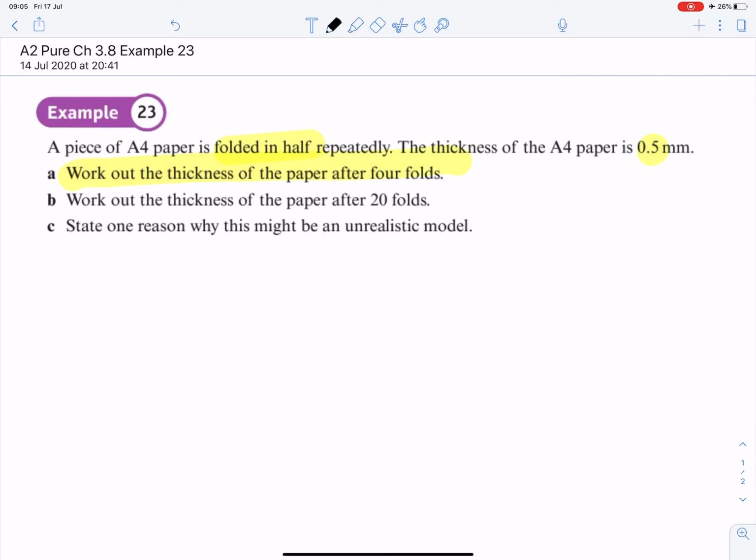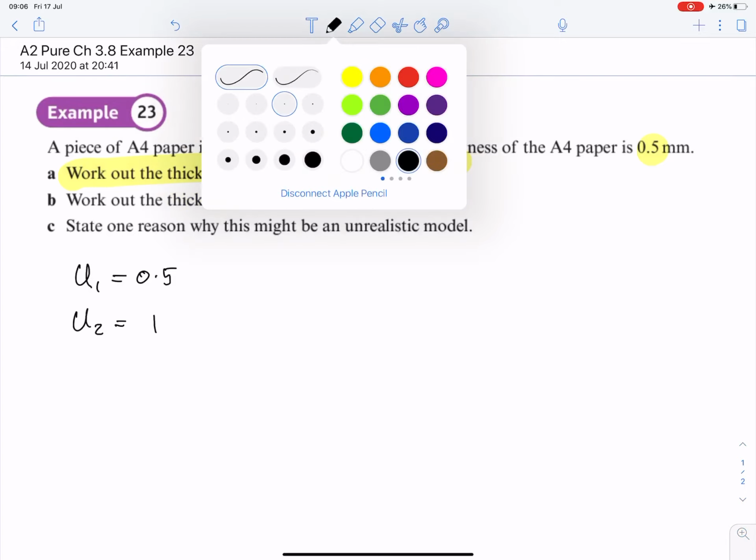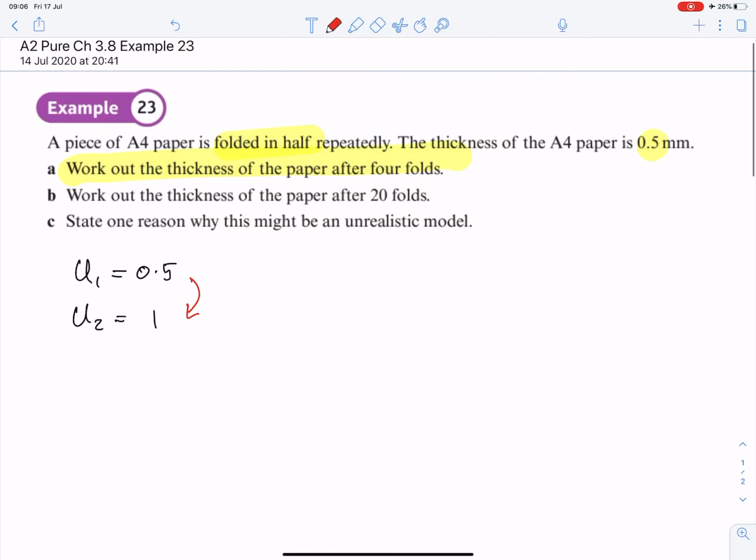Okay, well, let's have a little think about that. So if we think U1, our starting thickness, is equal to 0.5. As I said to you before, with these kinds of questions, it's always good to start with a few terms. So U1. Now, when I fold that in half, that is going to be twice as thick, isn't it? Yeah? Twice as thick.